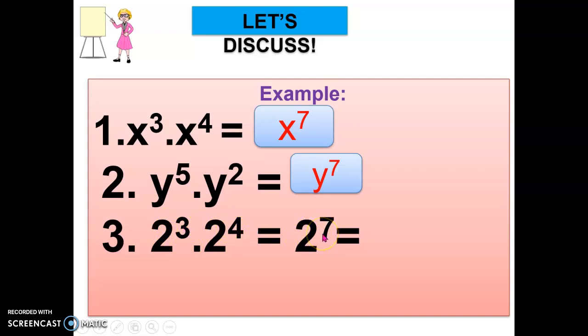Pero hindi pa po yan ang sagot. Kasi ang ibig sabihin po, evaluate natin ang 2 raised to 7. So, meaning, i-multiply natin ang 2 ng 7 times sa sarili niya. So, 2 times 2 times 2 times 2 times 2 times 2 times 2 is 128. So, ganun po ang gagawin kapag hindi variable ang base.